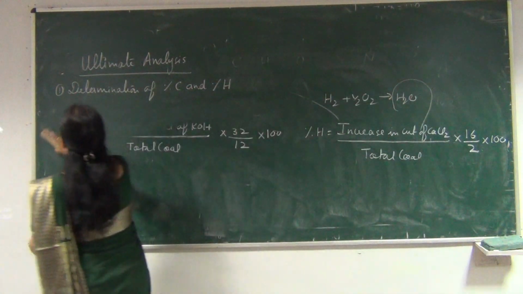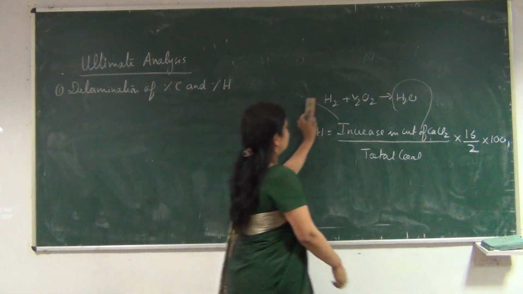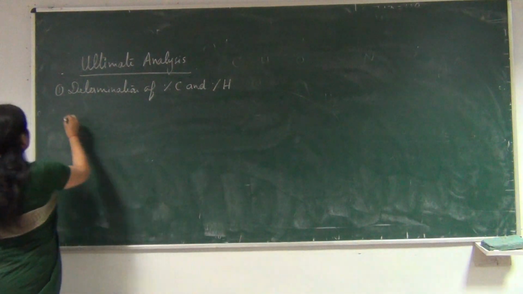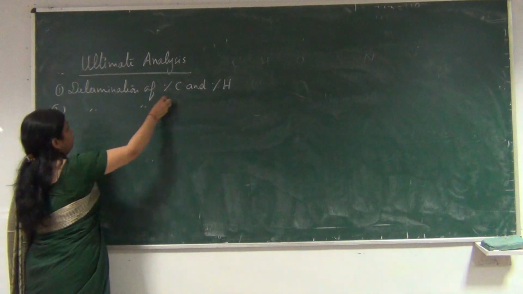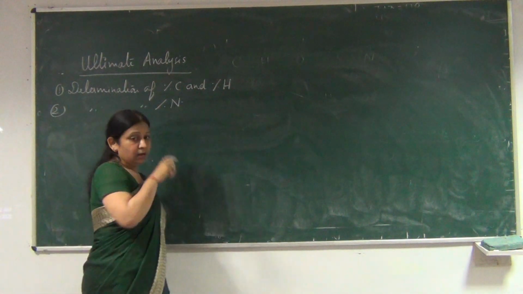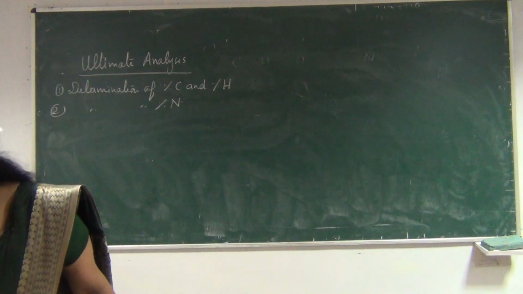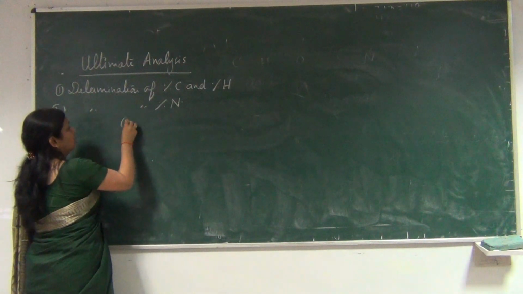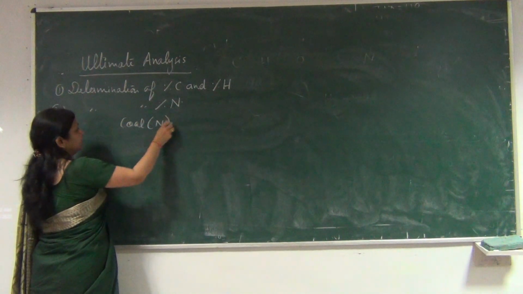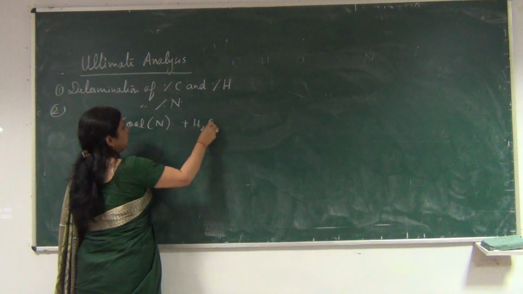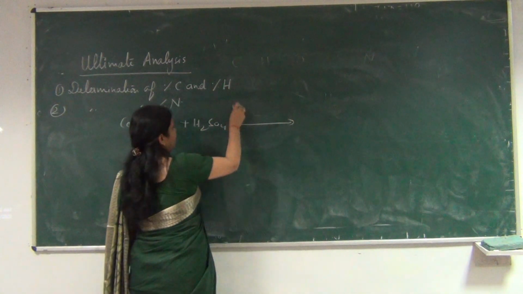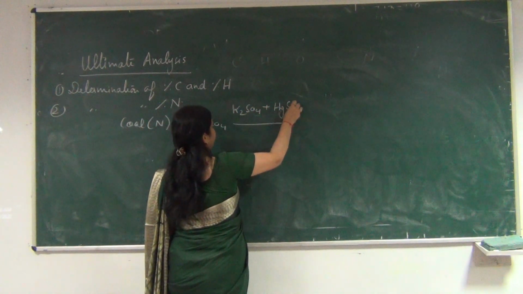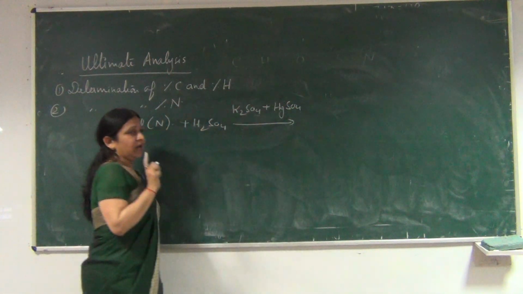Now, the second thing which we determine by ultimate analysis is determination of percentage of nitrogen. Now the percentage of nitrogen is determined by Kjeldahl's method. According to this method, the coal which is having nitrogen is treated with sulfuric acid in the presence of potassium sulfate plus mercurous sulfate. These two are going to act as catalyst.